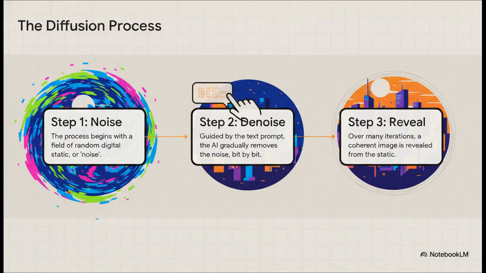So here's how it works. It's basically a three-step dance. First, the AI starts with nothing but a screen full of random digital noise, like old-school TV static. Then, using your text prompt as its map, it starts to remove the noise. It's looking for any patterns in that chaos that might match your words, and it slowly starts to refine them. And with each pass, a clear picture begins to emerge from the static, almost like a photograph developing right before your eyes. It's pretty amazing to watch.